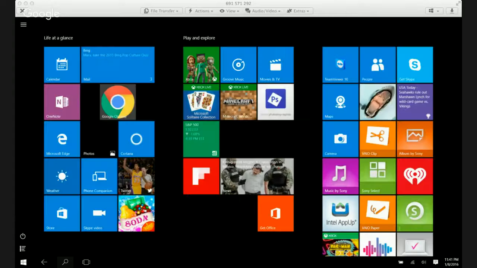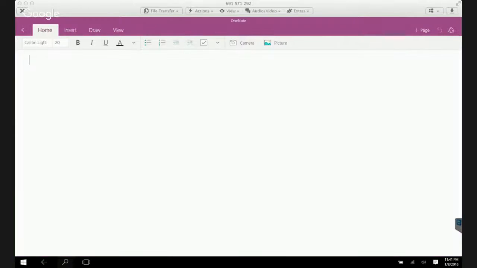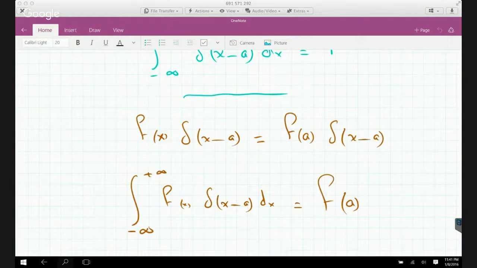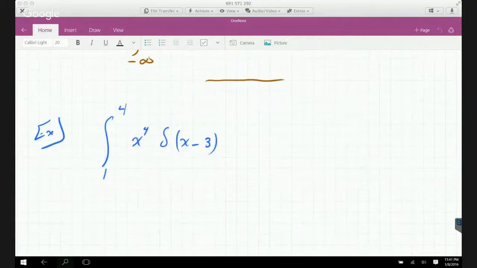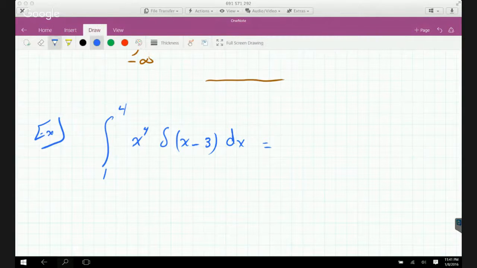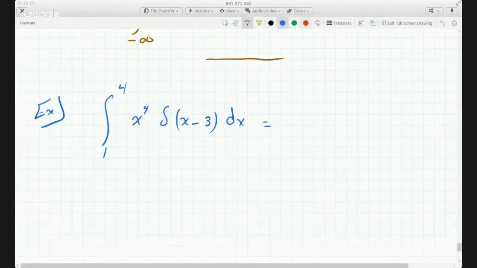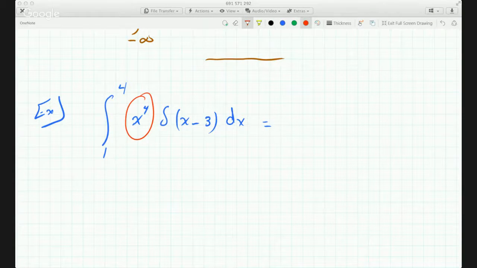According to what we just said, this will pick up the value of f of x. And who's f of x here? Clearly f of x is x to the 4. So this will pick up the value where x minus 3 is equal to 0.